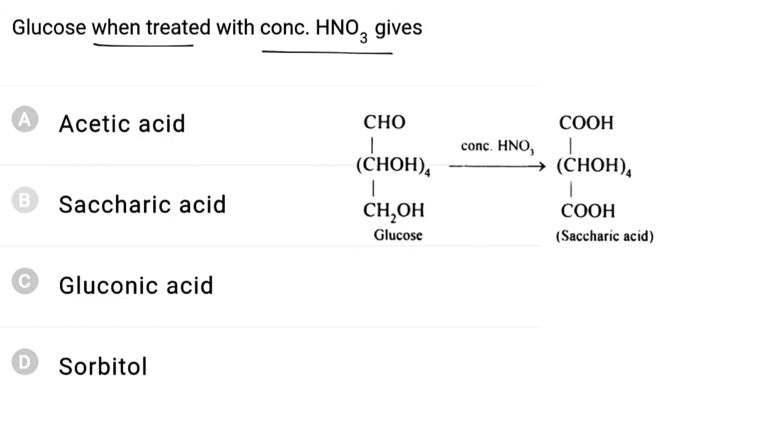Glucose when treated with concentrated nitric acid gives... concentrated nitric acid acts as an oxidizing agent and hence it will oxidize both the aldehyde group and the alcohol group. So CHO is oxidized to COOH and the alcohol is oxidized first to aldehyde and then to acid. So saccharic acid is formed as a product and hence the correct answer is B.